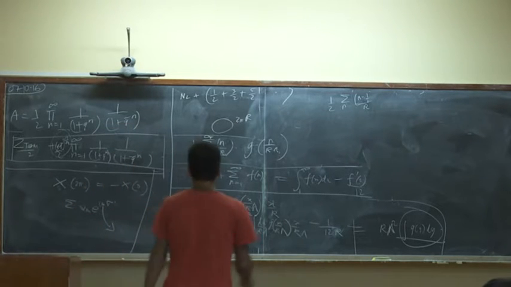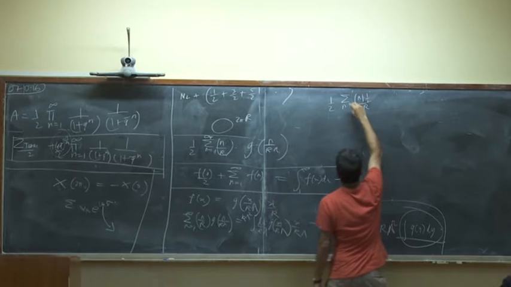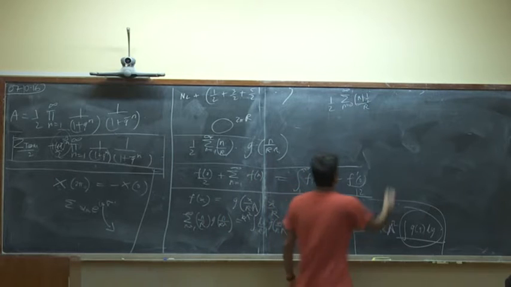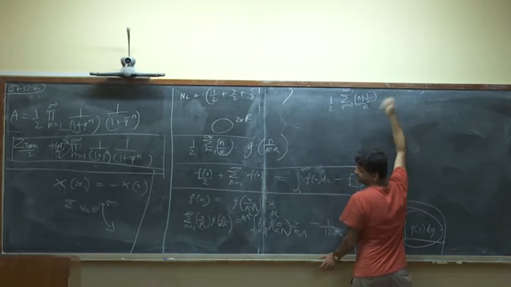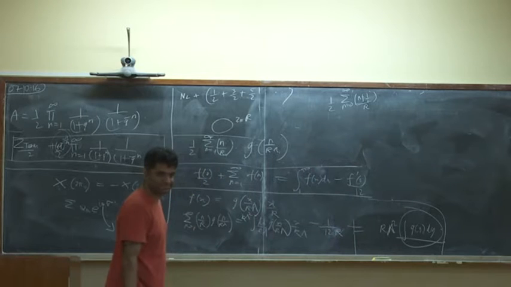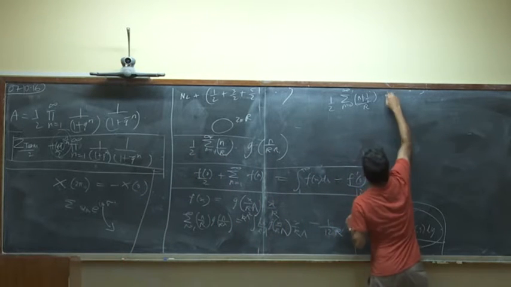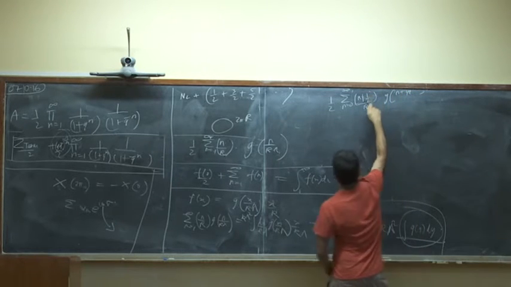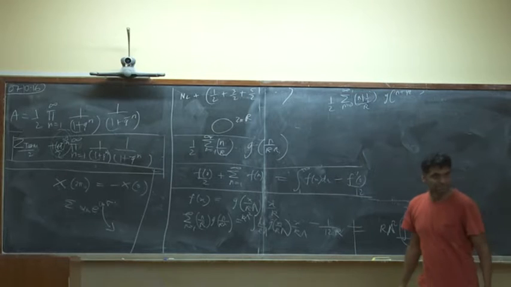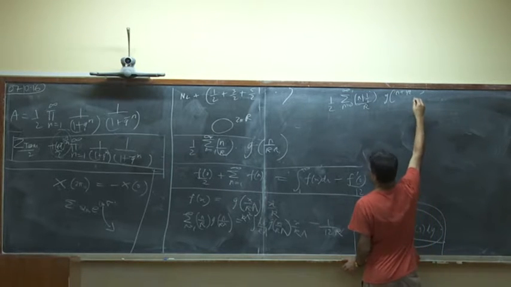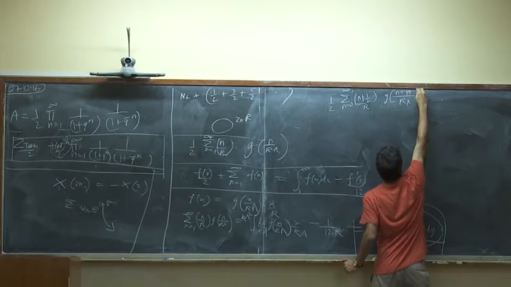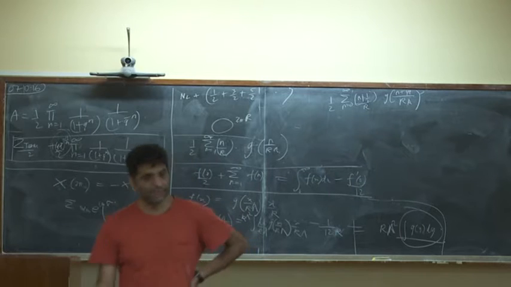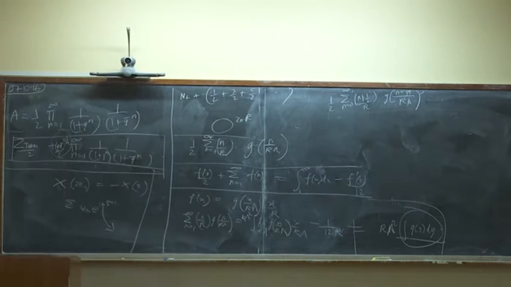In fact, it will be more convenient to switch this to n plus half and turn the sum from 0 to infinity of n plus half by r. Okay? And then we have our g of n plus half by r. That was the actual momentum that was running in this. This is the thing we want to extract. Is this clear?